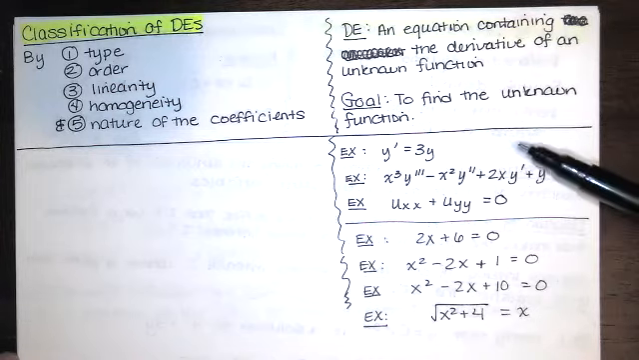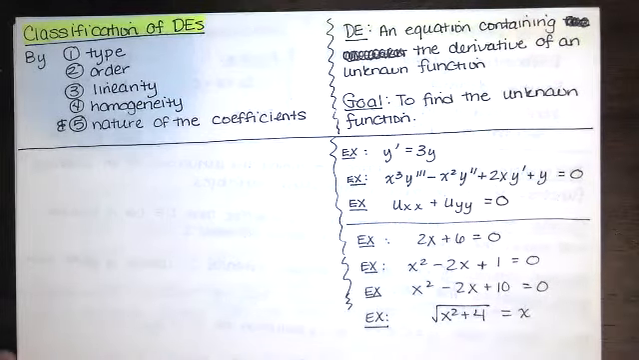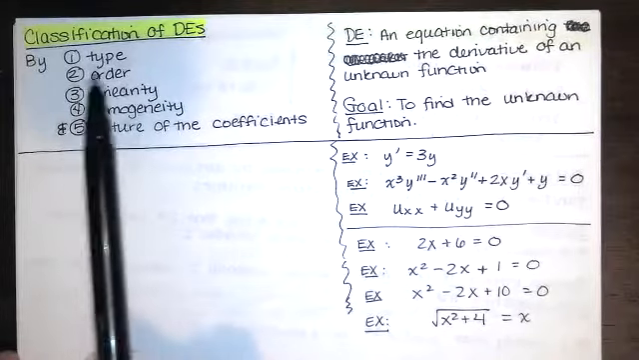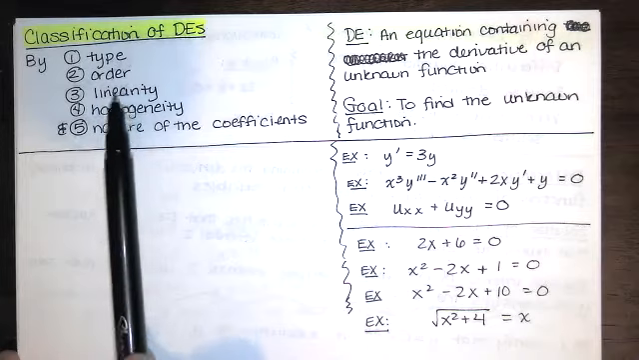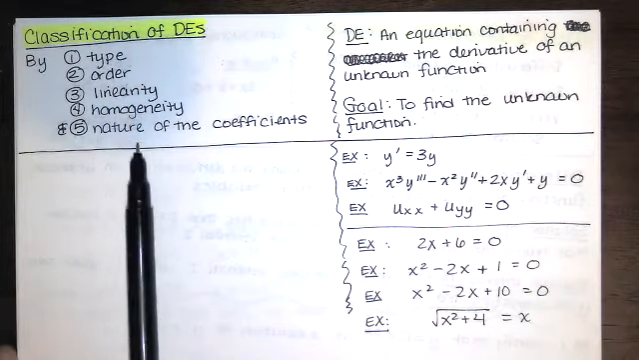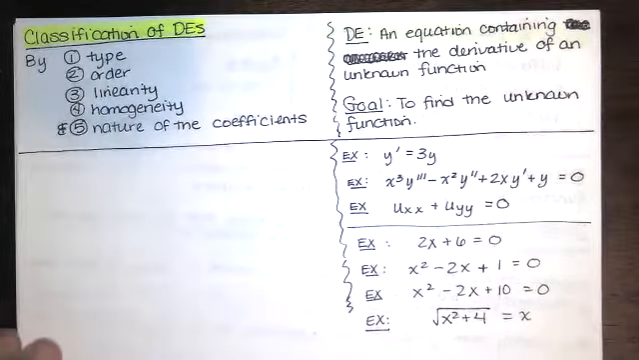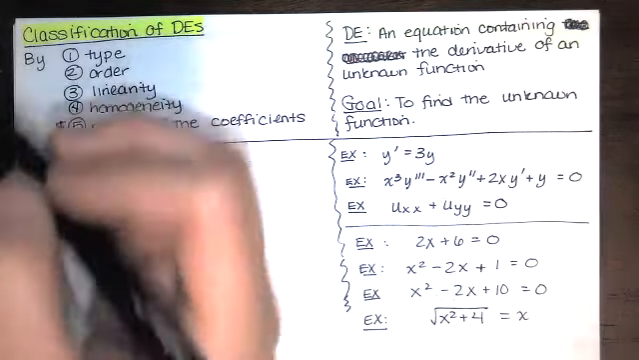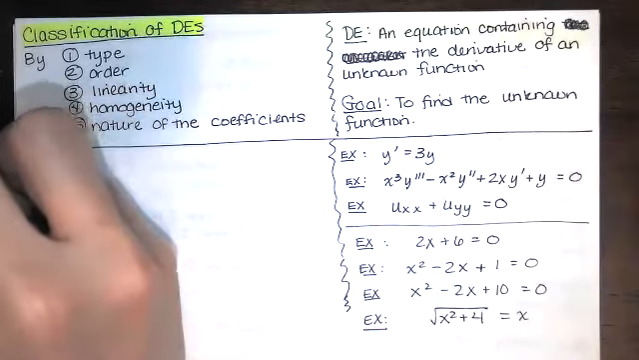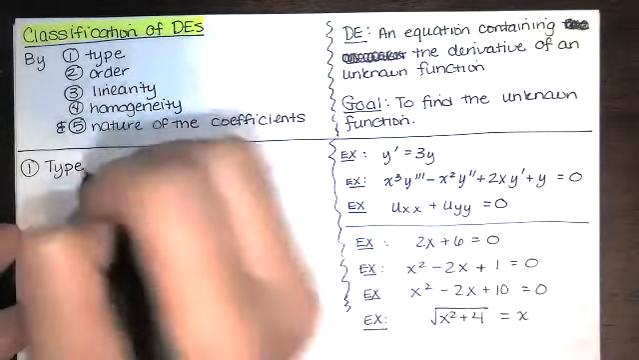But in order to decide what method is appropriate to solve a differential equation, we have to classify that differential equation first. So we're going to classify differential equations by type, by order, by linearity and homogeneity, and also by the nature of the coefficients. These 5 characteristics are going to help us decide which method is appropriate for solving a particular differential equation. So let's talk about this first way of classifying differential equations. We classify differential equations by type.